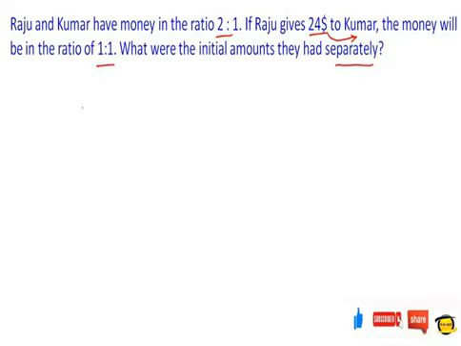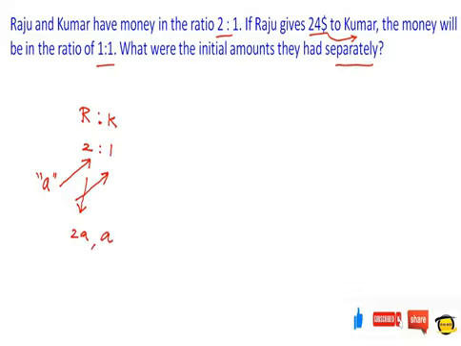The ratio of money between Raju and Kumar is given as 2:1, and in order to find out the original values, we can multiply both ratio parts by a factor A. So the amount which Raju is having can be assumed as 2A, and the amount which Kumar is having can be assumed as 1A, right?